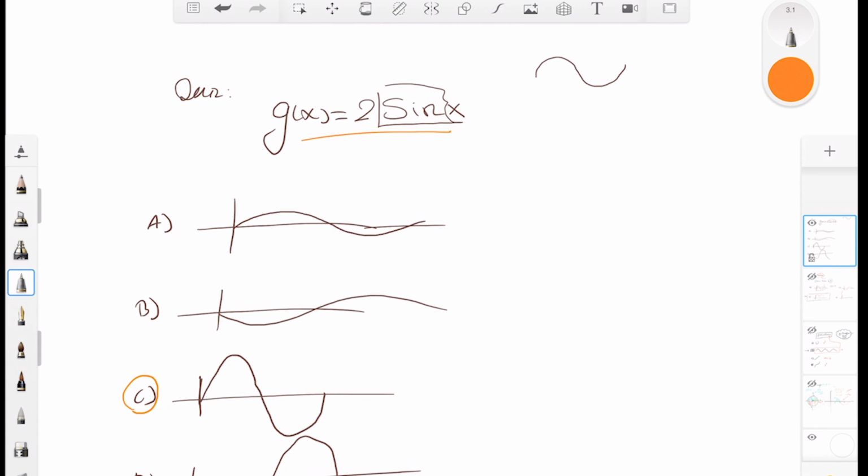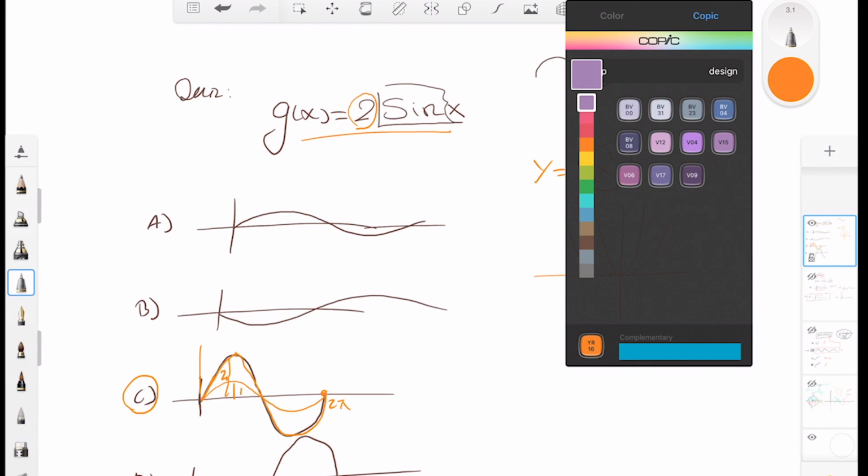I would pick C. This 2 will stretch the function by a factor of 2. Same as we learned that y equal to, like, 5x squared: the graph of x squared is like this, and 5x squared will be tinier. Here it's the same thing. The period is the same, the 2 pi is the same, but it gets taller. The sine might be like this, the amplitude was 1, but right now the amplitude is 2.